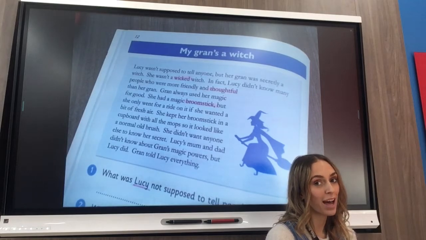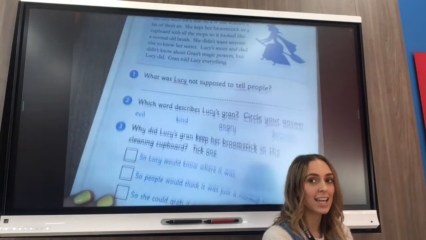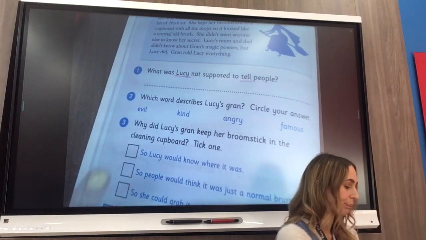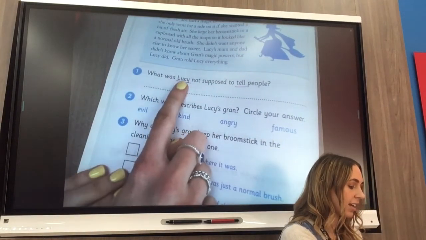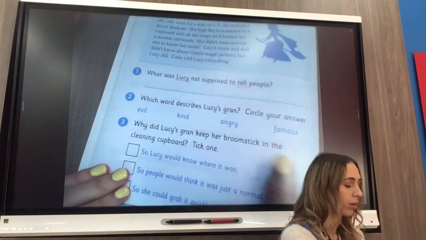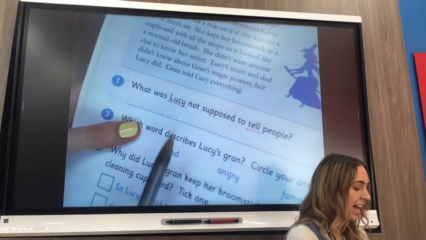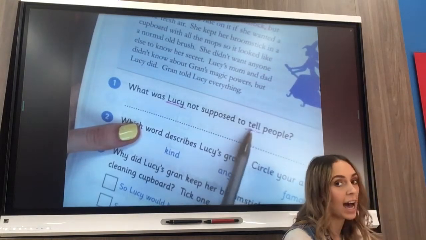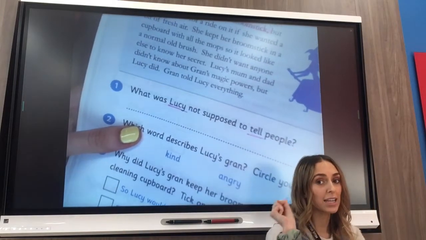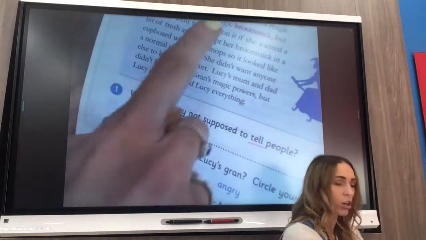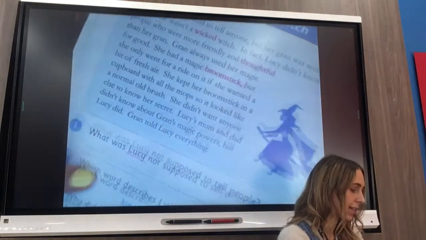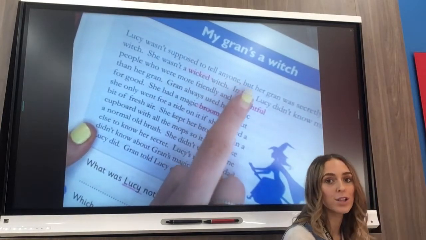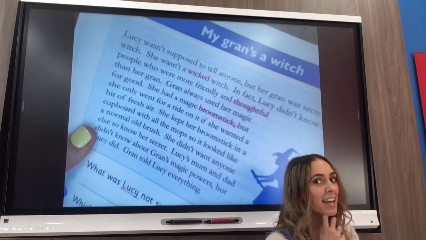Okay, hopefully you have read that text so that you can find the answers to your questions. So, question number 1. What was Lucy not supposed to tell people? And what I've done here is I've underlined the words Lucy and tell, because I want to take those words from my text to give me the answer. Lucy wasn't supposed to tell anyone, but is our answer in that sentence? I think it might be.